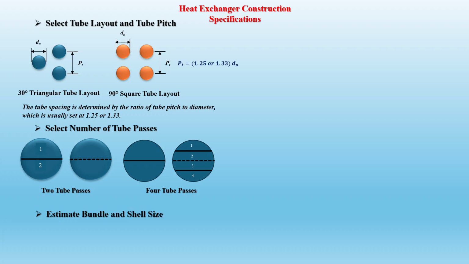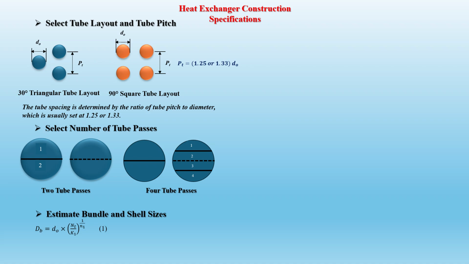We have to go to pass and calculate the bundle diameter, because that will give the shell diameter. And the general form of equation to be used depends mainly on the number of tubes, number of passes, and the shape of the tube layout.